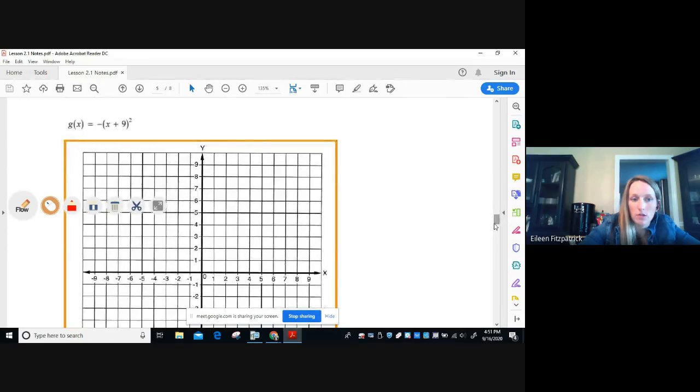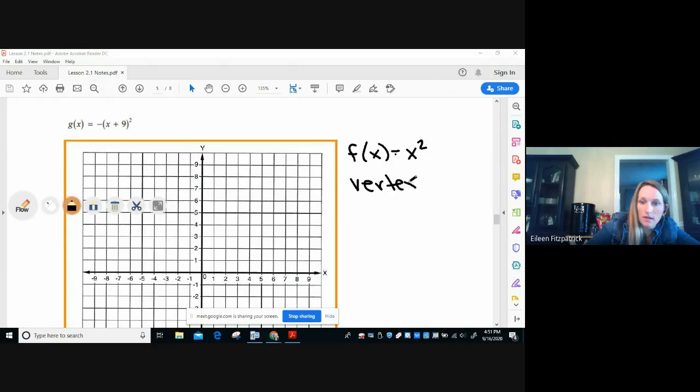All right, so start with the parent function again. The parent function never changes. It's f of x equals x squared, and its vertex is located at 0, 0. And the core points never change. So I have 0, 0, 1, 1, 2, 4, negative 1, 1, and negative 2, 4. Again, I could keep going, but we'll just do those.